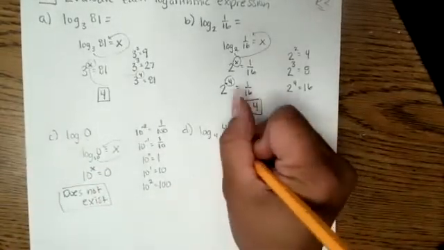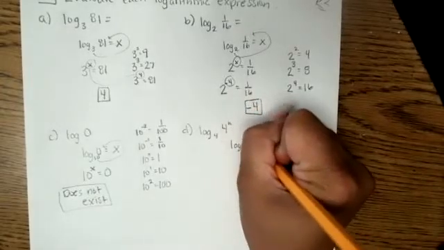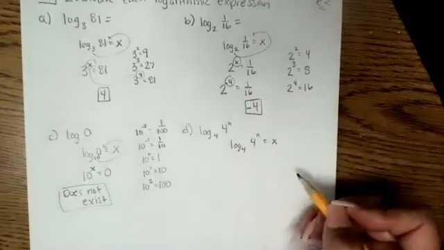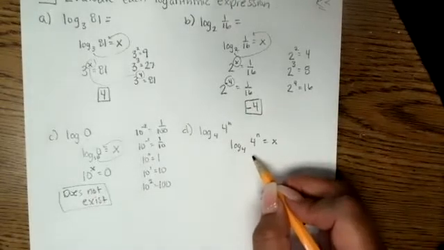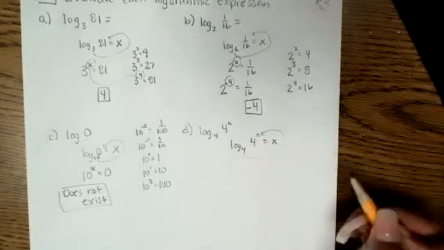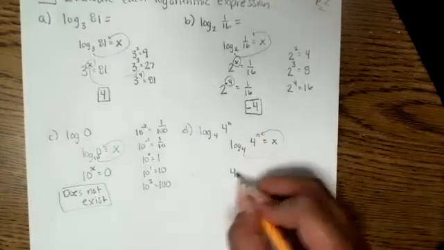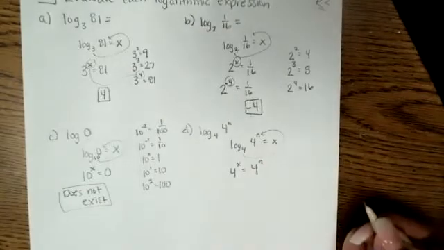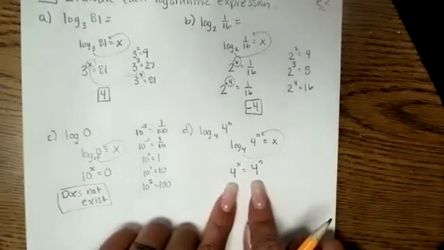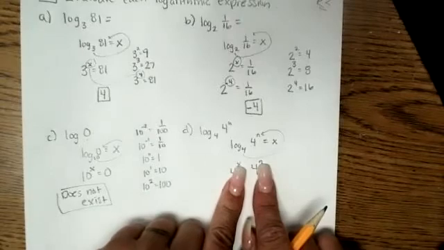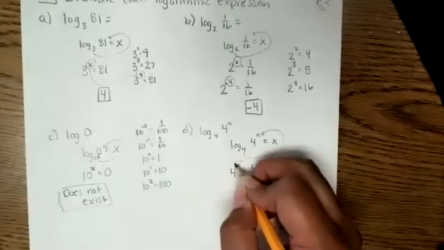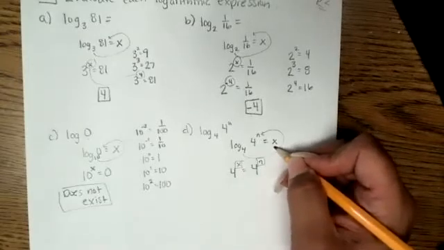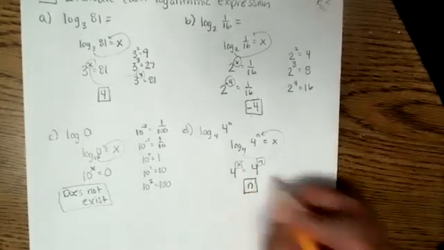On this one right here, I'm going to set log base 4 of 4 to the n equal to x. If I do my scoop here, it's a base of 4 raised to the x power, and that's going to equal 4 to the n. So in this case, since your bases are the same, the exponents are going to be the same. So here, x is equal to n. So what I was looking for, x at the beginning, it's just going to be an n.